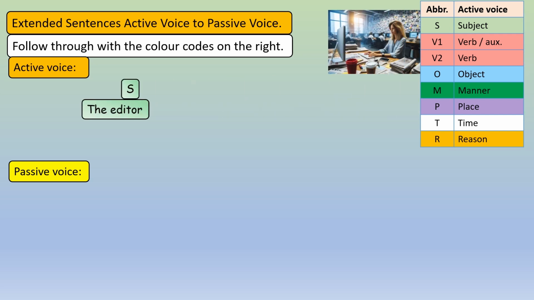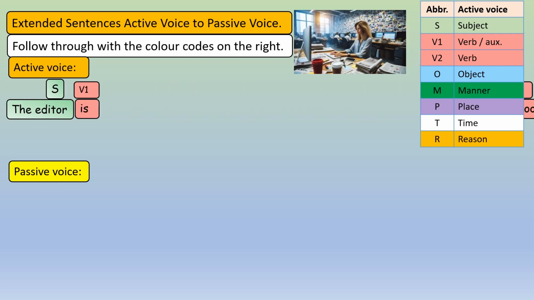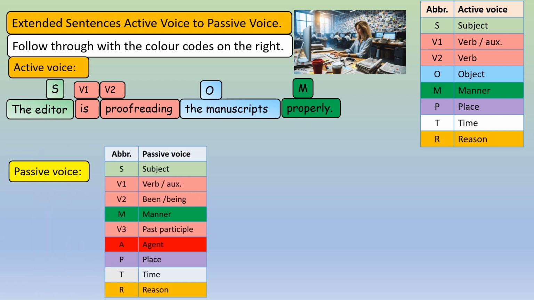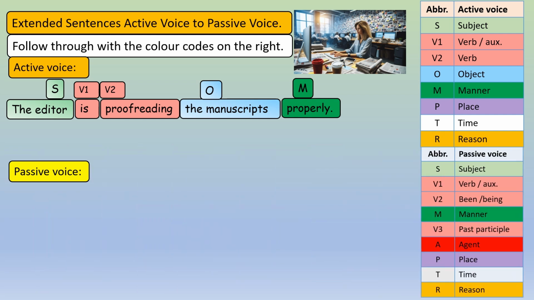So let's take our first sentence. The editor is proofreading, that's present continuous tense. The manuscript is our object of the sentence. Properly is our adverb of manner. Let's see what that looks like in the passive voice.